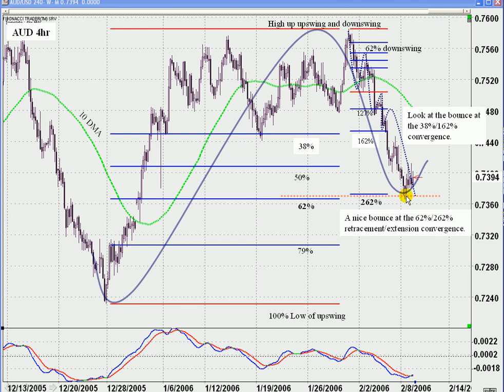But I just traded this bounce, that was all, and I got some pips out of this bounce. Price eventually moved up a little bit, but then continued down and bounced at the 79%.